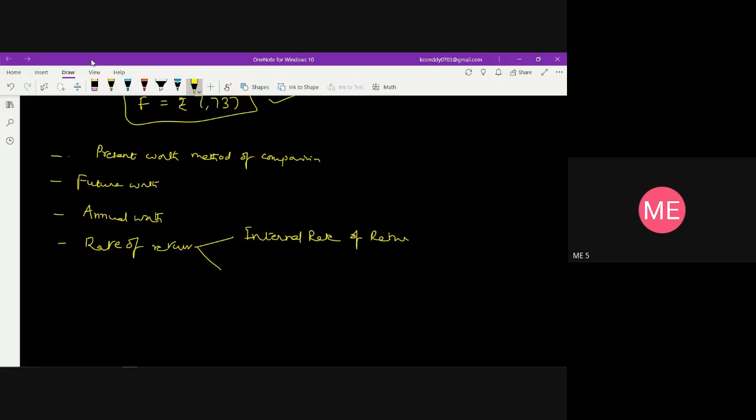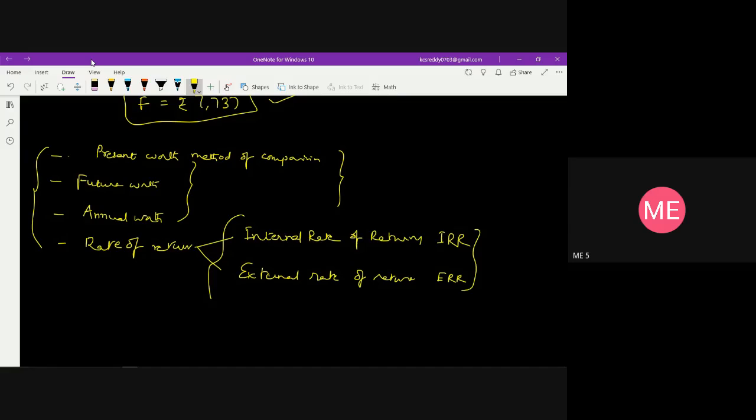There are two methods on the rate of returns, and the other is external rate of return. So this complete module covers these five methods. External rate of return is ERR in short form, and internal rate of return is IRR. We'll cover problems on all these, but the first three methods are one group, and of the other two we'll be using only internal rate of return.